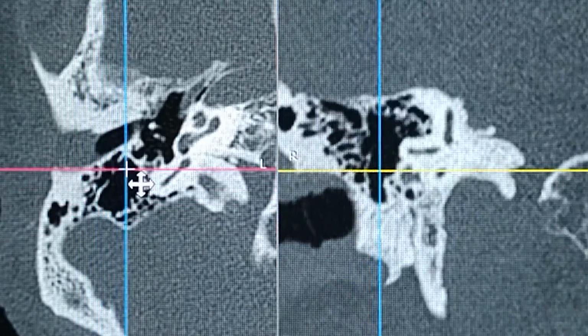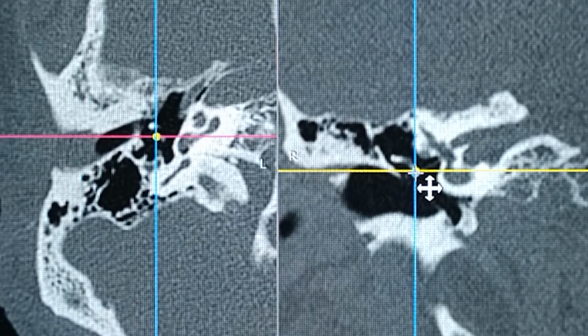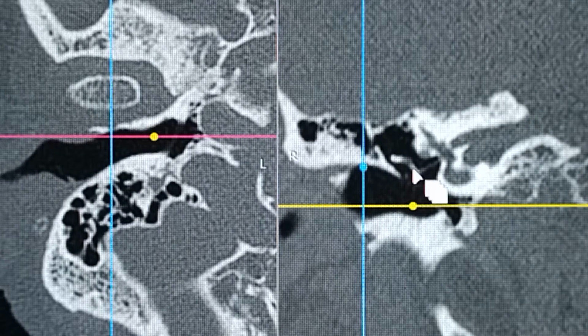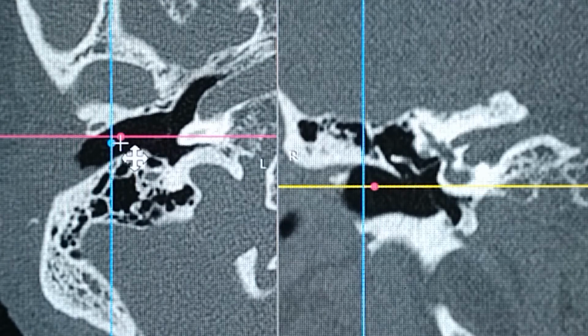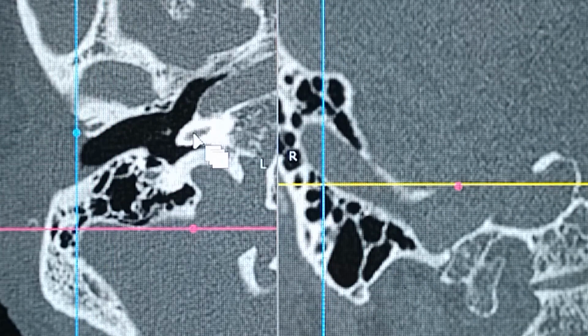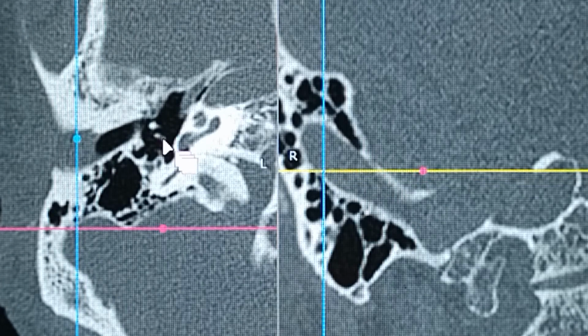Now if I keep my navigation on this anatomy over here, you can actually see that this is basically the long process of the incus, and you can see some kind of attachment right there. That is basically the stapes. That's the suprastructure, and that's the vestibule you can see over there. That's the cochlea over there. That's the oval window right there. So coming back to the axial scan, that's the basal turn of the cochlea. That's the malleus. Then the second structure coming is the incus, the long process.